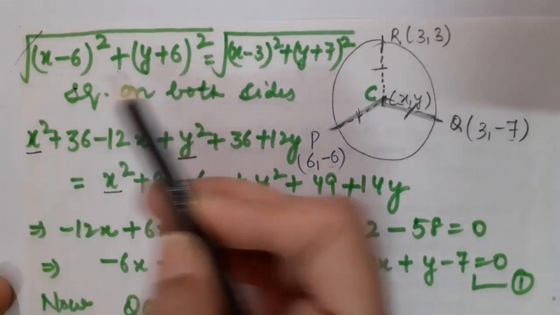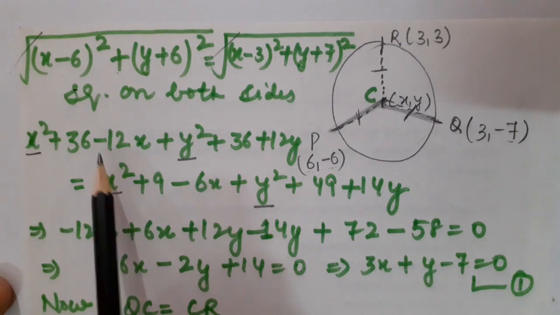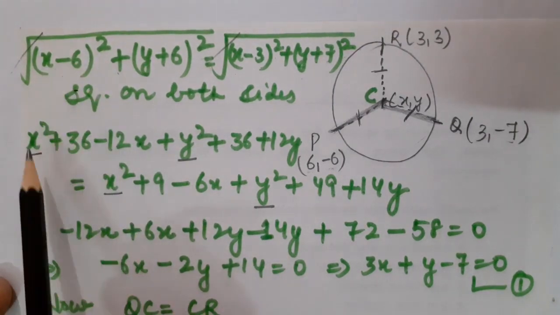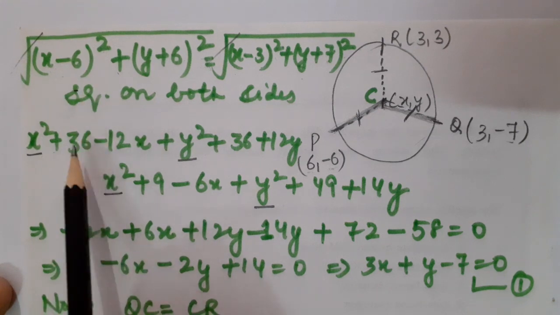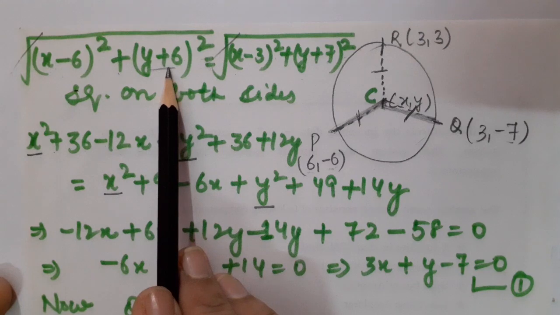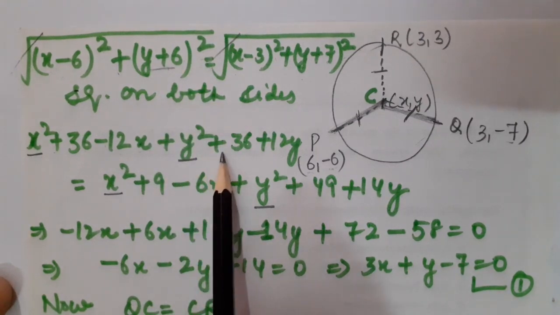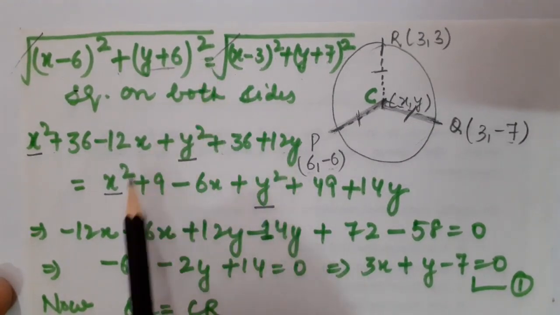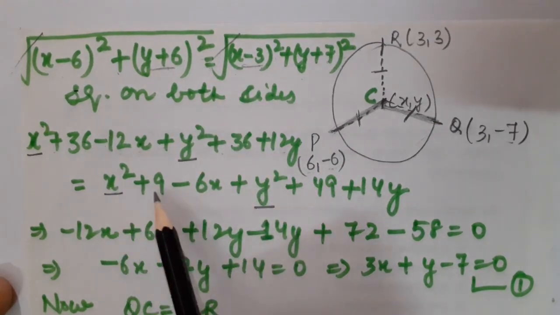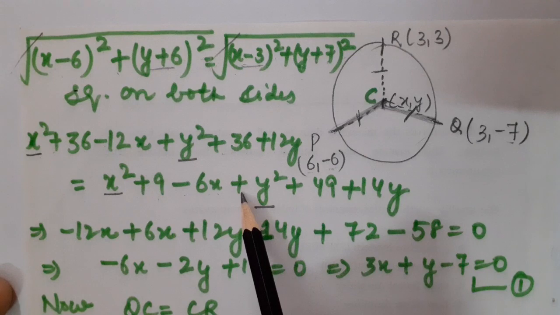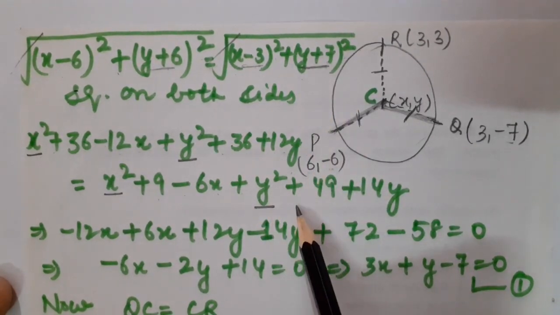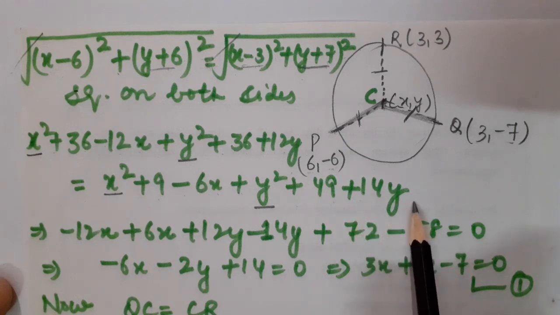Squaring on both sides, this square root is going to be cancelled. So now let us apply the identity (a minus b) whole square. That is x square plus 36 minus 12x, plus now apply (a plus b) whole square, that is y square plus 36 plus 12y, is equal to again (a minus b) whole square, x square plus 9 minus 6x, plus again (a plus b) whole square, y square plus 49 plus 14y.